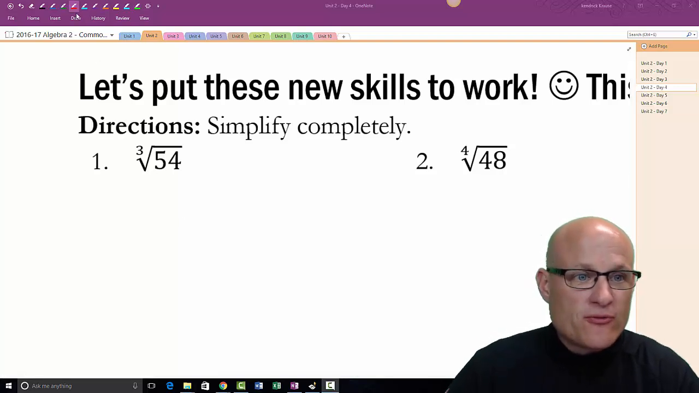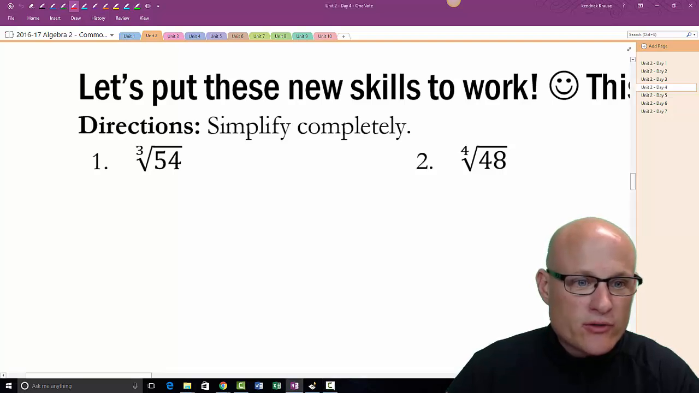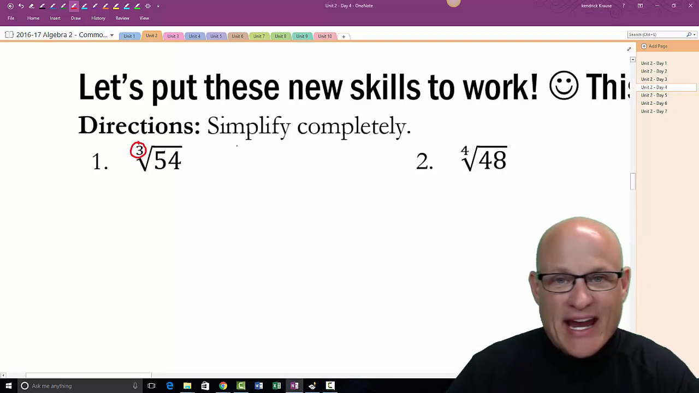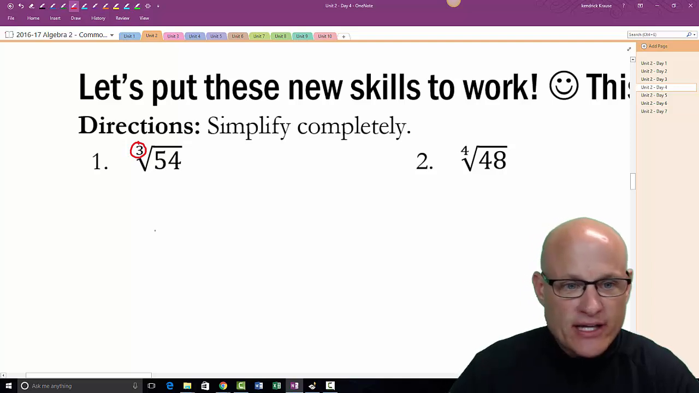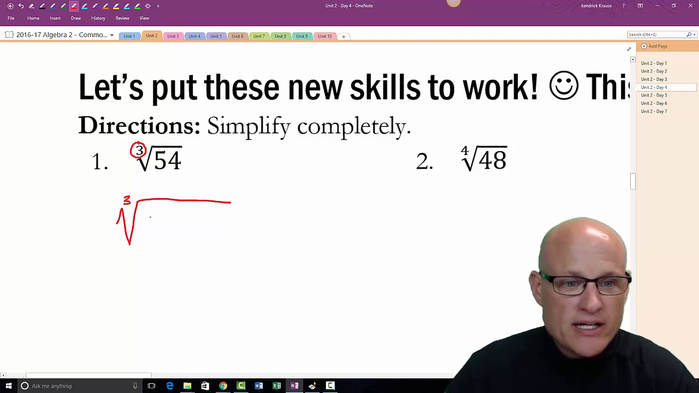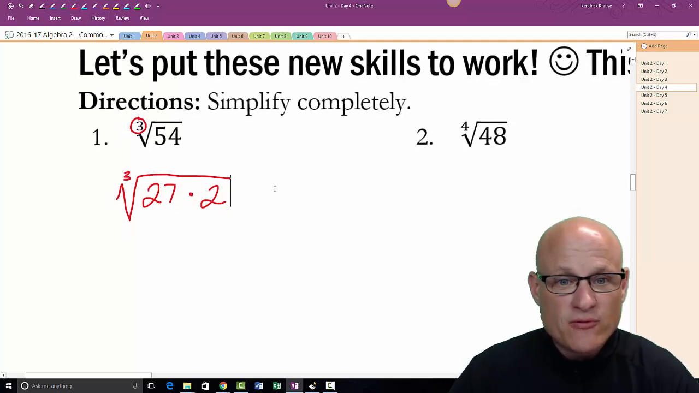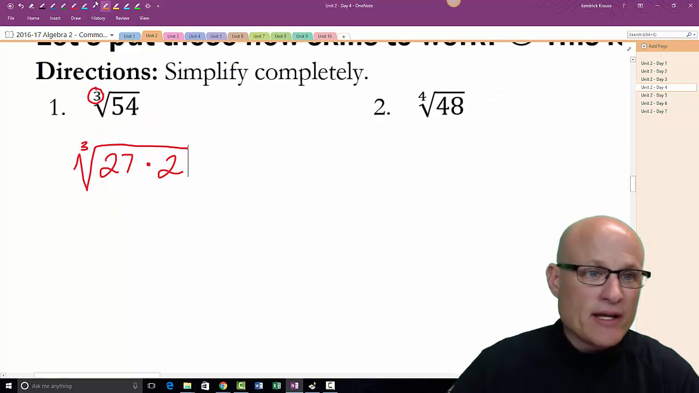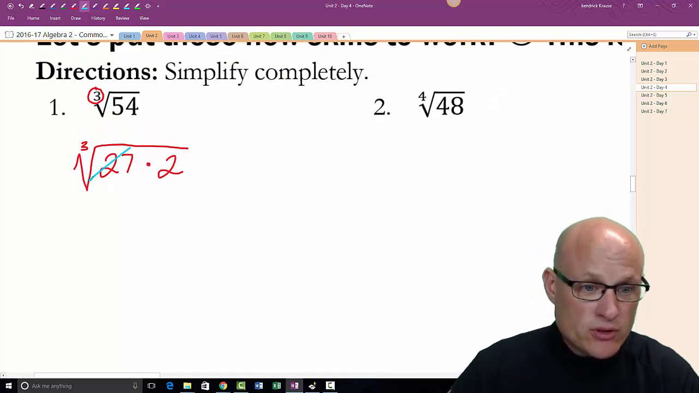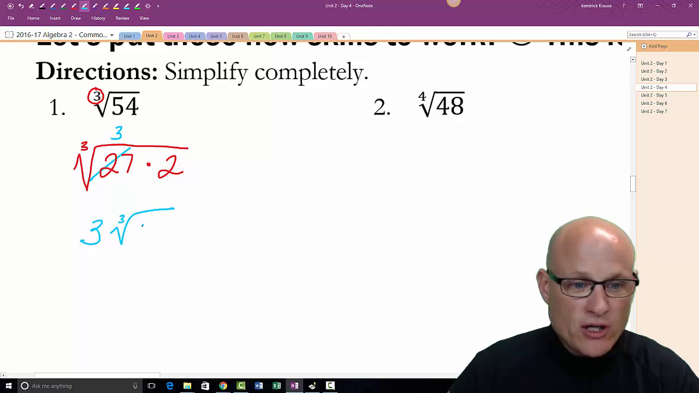You're looking first for what the root is. Now, if you need to go back and look at those perfect cubes and fourths and things like that, you can do that. We're looking for the largest perfect cube that goes into 54. In this case, it's 27. 27 times 2 is 54, and so we can simplify that. The cube root of 27 is 3. So this becomes 3 cube roots of 2.